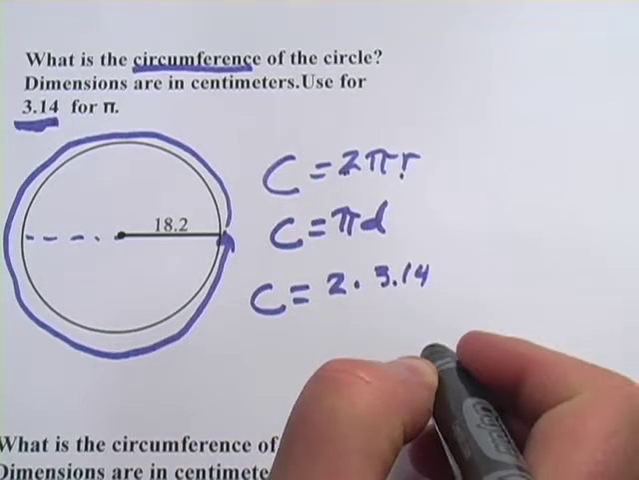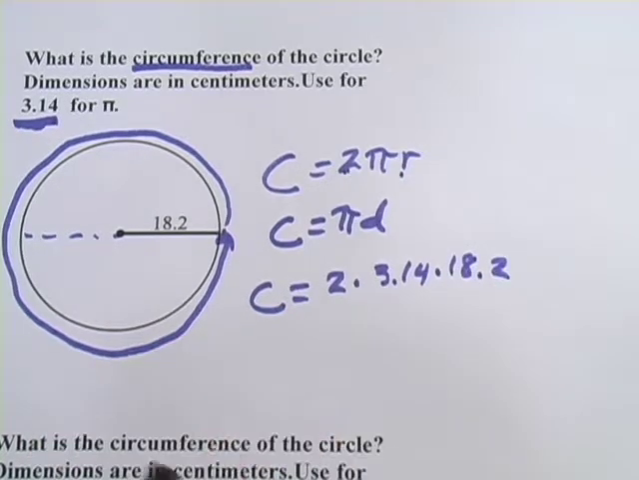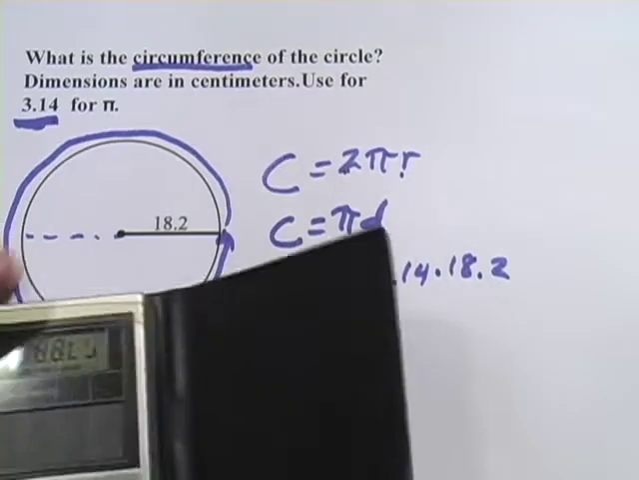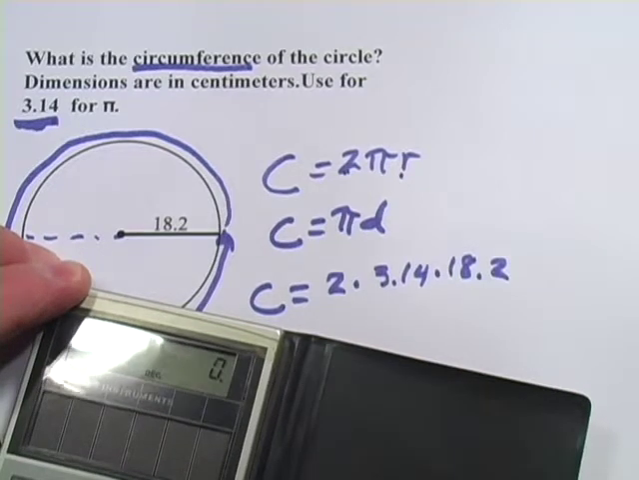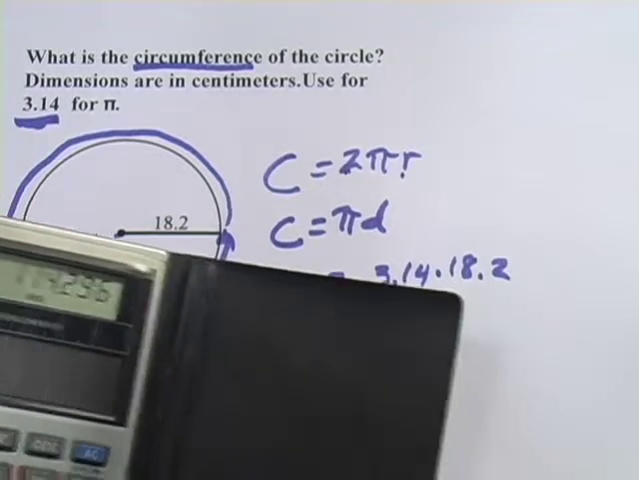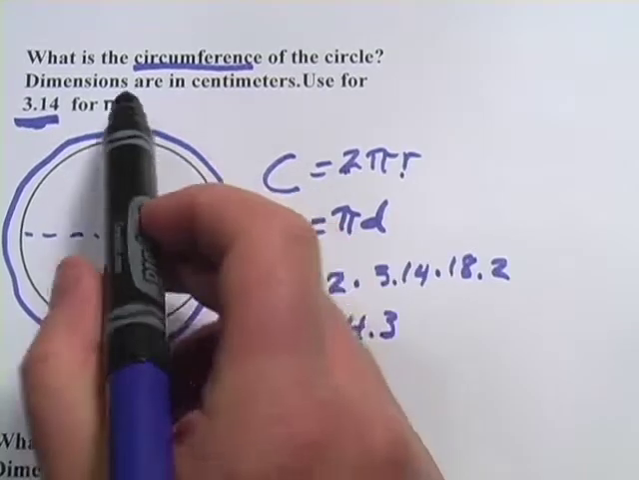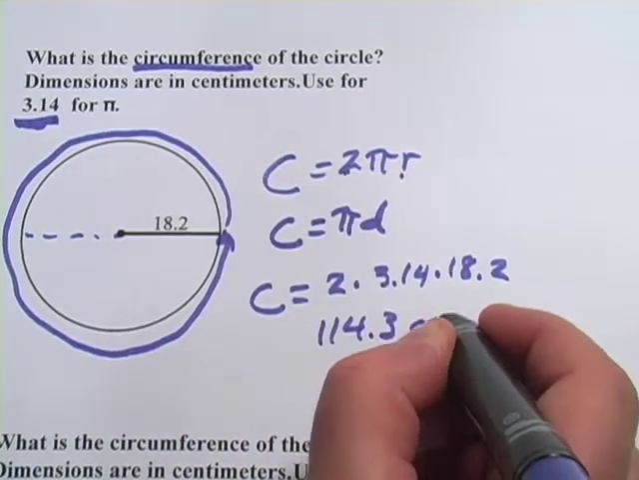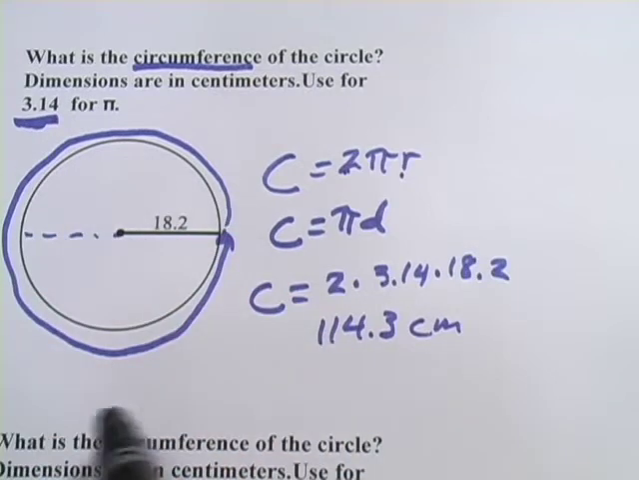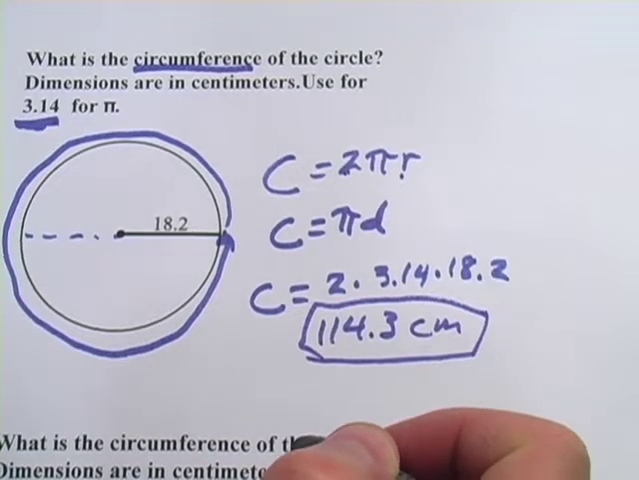So I've got 2 times 3.14, and now I need times r, which is 18.2. And that's what I plug into my calculator. So let me give that a try. 2 times 3.14 times 18.2. And I get a circumference of 114.296. Let's call it 114.3. And our units are centimeters. This is just going to be plain old centimeters because that's a distance. It's not an area. So it's 114.3 centimeters.